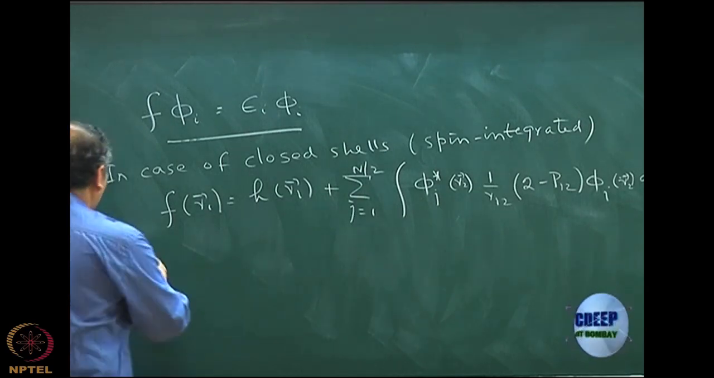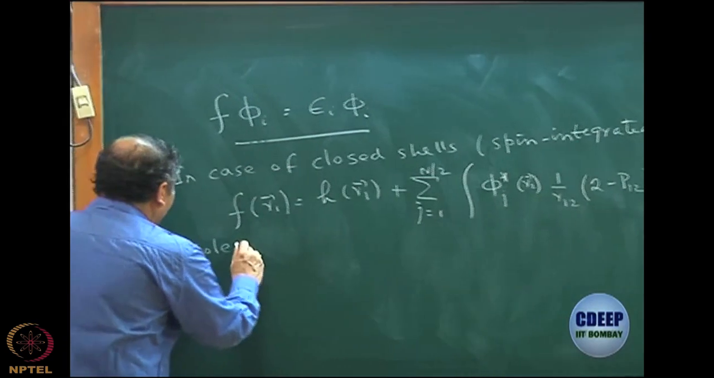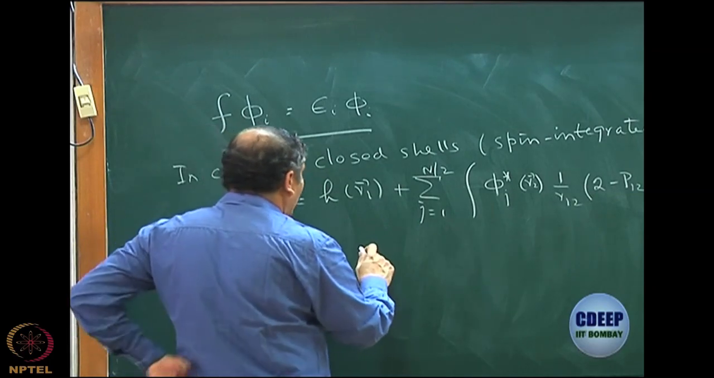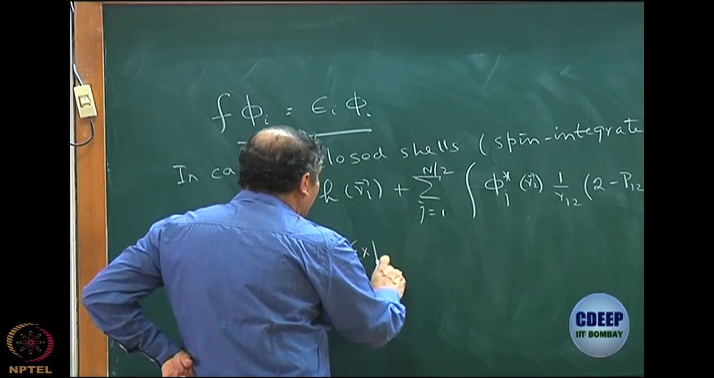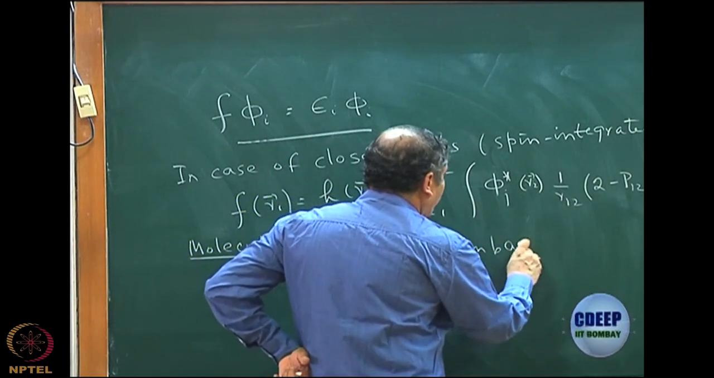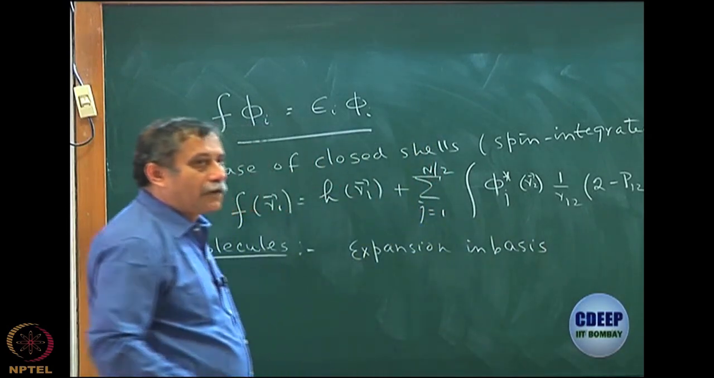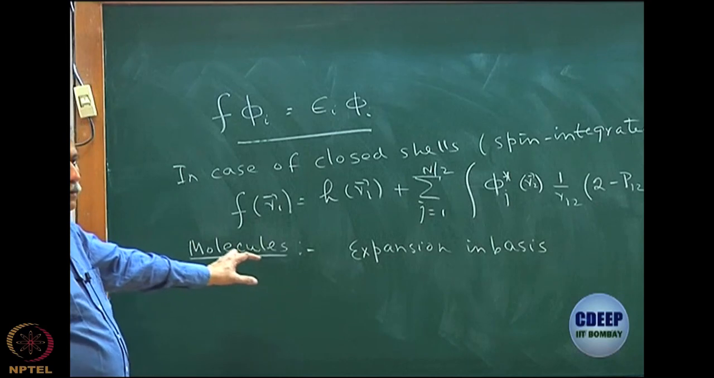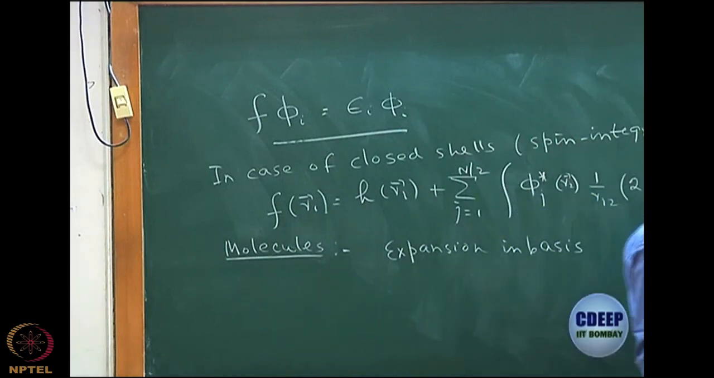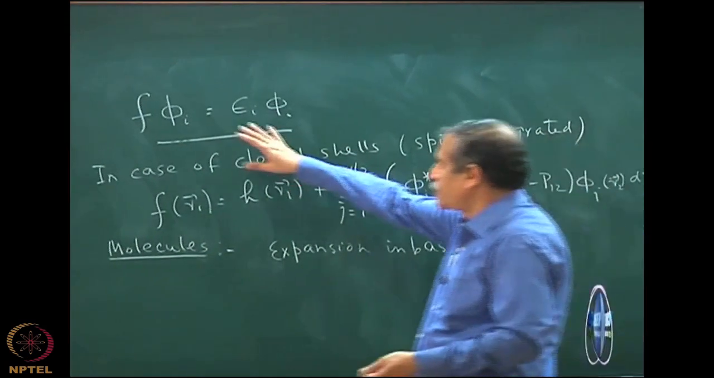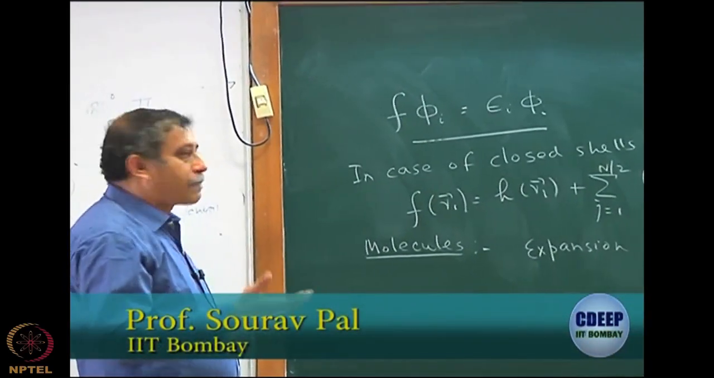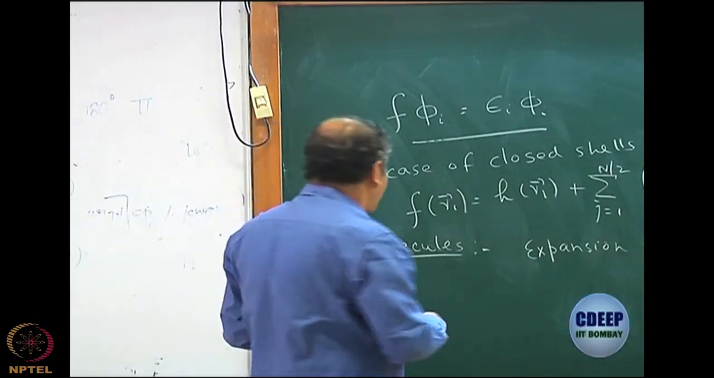Then we said that for molecules, the exact solution of this is difficult. So one has to adopt what is called the expansion in terms of a basis. So instead of solving this equation in the coordinate space, we solve by expanding these spatial orbitals in terms of a basis, because these spatial orbitals are now my unknowns, and the basis is a set of known functions. So the unknowns will become the expansion coefficients. So these are basically numbers, so that is the difference.